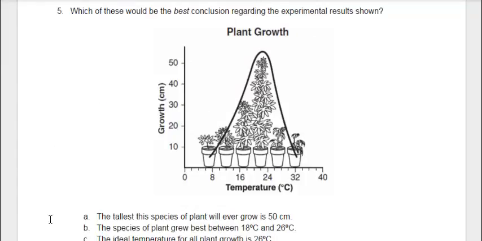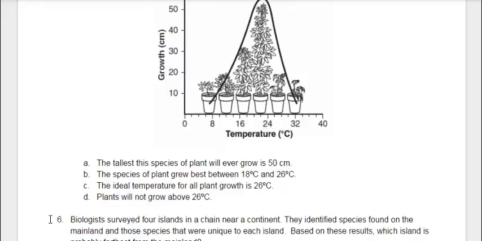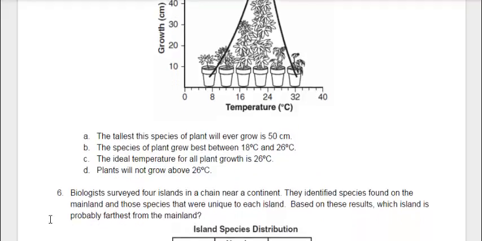Question 5. Which of these would be the best conclusion regarding the experimental results shown? So we have plant growth in centimeters on the left, and temperature on the bottom. A. The tallest this species of plant will ever grow is 50 centimeters. B. The species of plant grew best between 18 degrees Celsius and 26 degrees Celsius. C. The ideal temperature for plant growth is 26 degrees Celsius. D. Plants do not grow above 26 degrees Celsius.